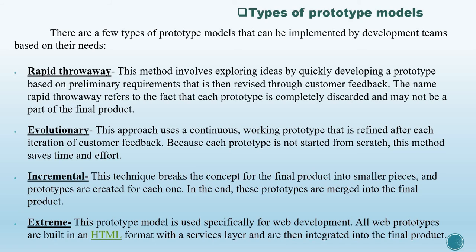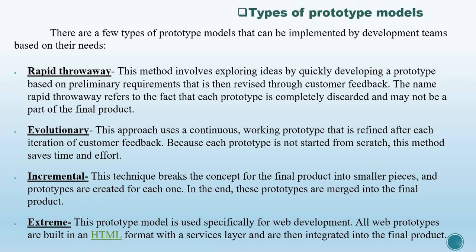There are a few types of prototype models that can be implemented by development teams based on their needs. The first one is the rapid throwaway. This method involves exploring ideas by quickly developing a prototype based on preliminary requirements, that is then revised through customer feedback. The name rapid throwaway refers to the fact that each prototype is completely discarded and may not be part of the final product. However, this method of prototyping is very expensive, but it saves the time of the user.